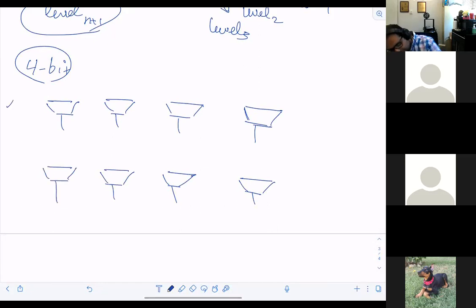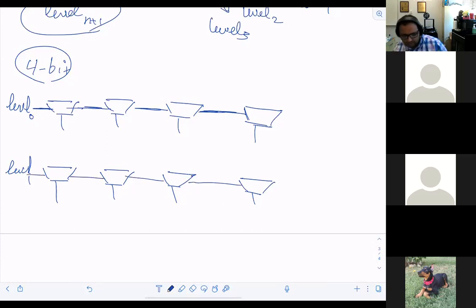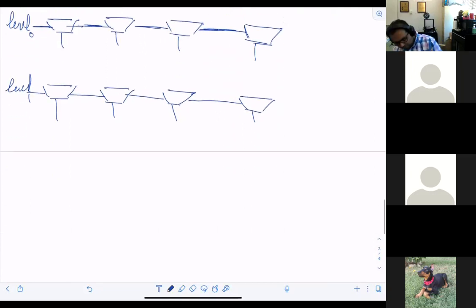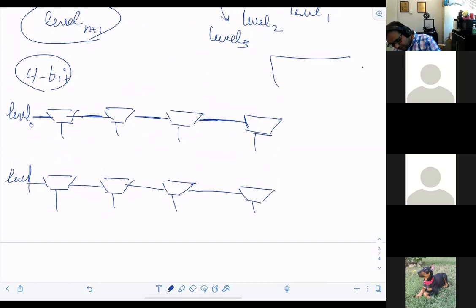So that's actually level 0, level 1, right? Now, every single level will be sharing the same what? Selector. So this is the same selectors, same selectors, same selectors. Sound good? Now, the output of this, let's say here is my final circuit.